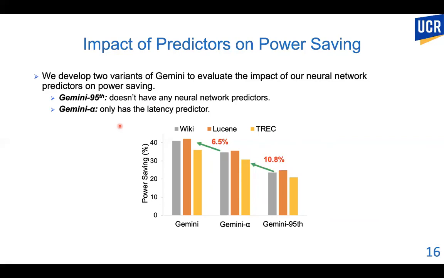By evaluating the variance on 3 different query traces, we find that more than half of the power saving in Gemini is due to the 2-step DVFS. By using the first latency predictor, we can improve the power saving result by 10.8%. With an additional error predictor, 6.5% more CPU power can be saved. Thus, both the 2-step DVFS and 2 neural network models are essential for our power management framework.